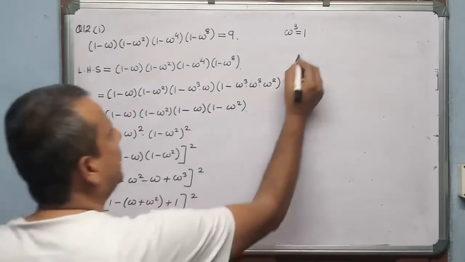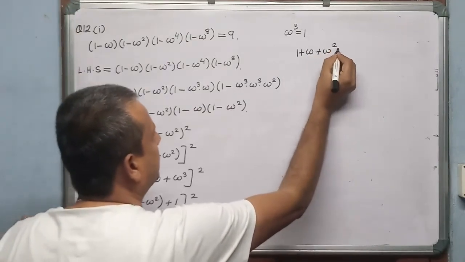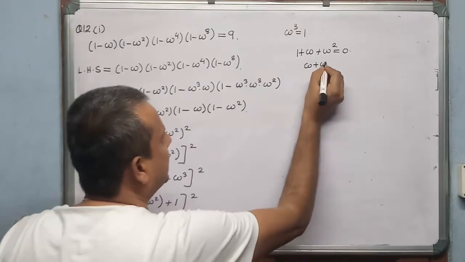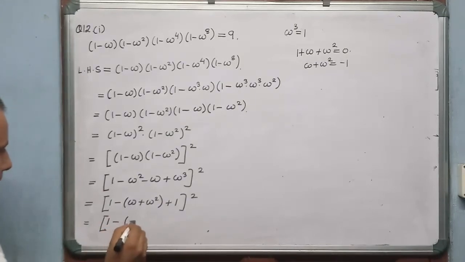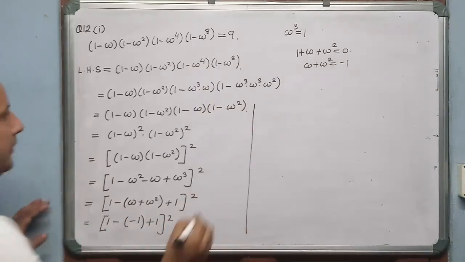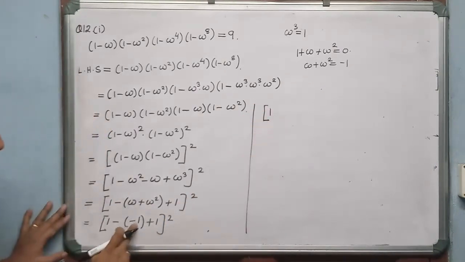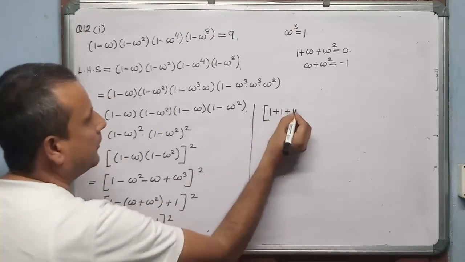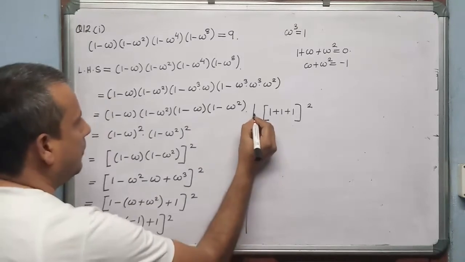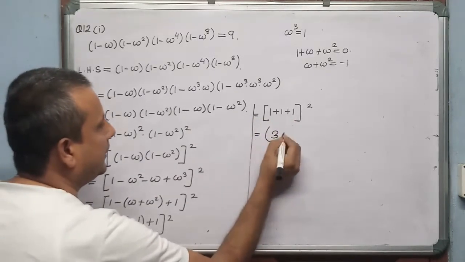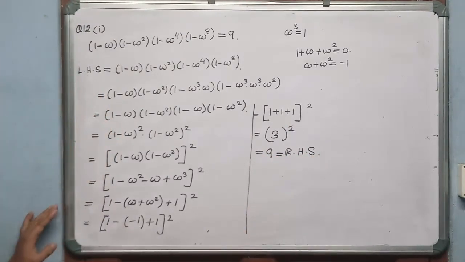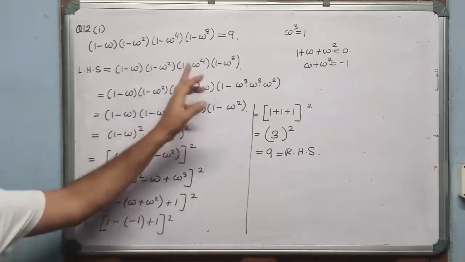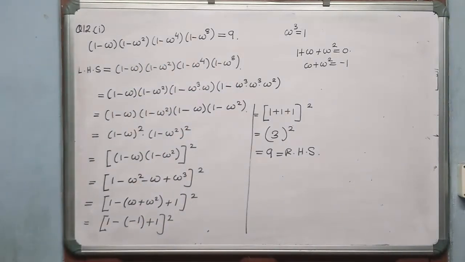Now using another property, 1 plus omega plus omega square equals 0, then omega plus omega square equals minus 1. Can I apply this one? 1 minus of omega plus omega square is minus 1 plus 1, whole square. Now 1 minus into minus plus, 1 plus 1 plus 1 is 3 squared. 3 squared is 9, and this equals the right hand side. Always keep in mind that higher powers you have to convert in terms of omega cubed.